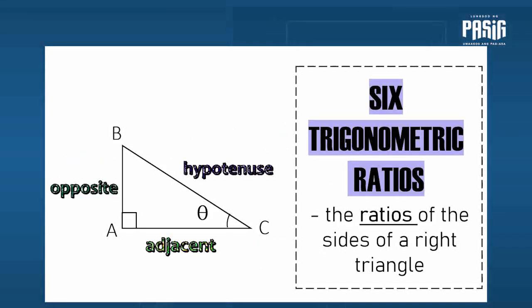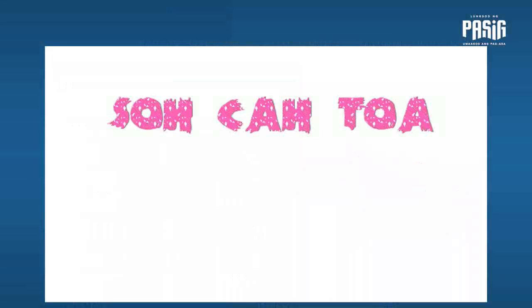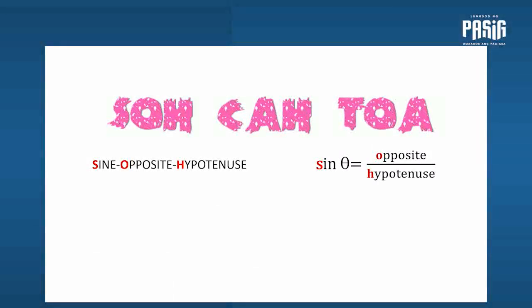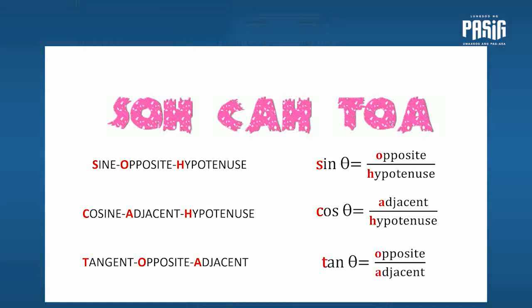From this, we can form 6 trigonometric ratios that show the ratios of certain sides of the right triangle. This table shows the 6 ratios with abbreviations and definitions. We can use the mnemonic SOHCAHTOA to remember these ratios. SO stands for sine theta equals opposite over hypotenuse. CA stands for cosine theta equals adjacent over hypotenuse. Lastly, TOA stands for tangent theta equals opposite over adjacent.